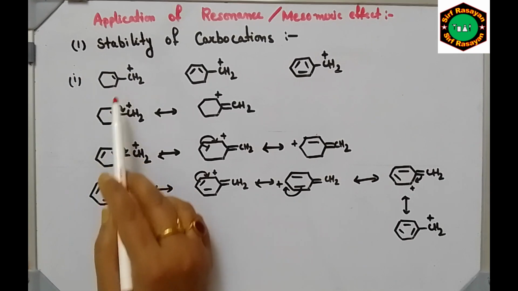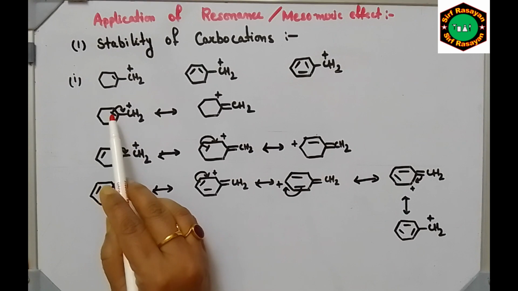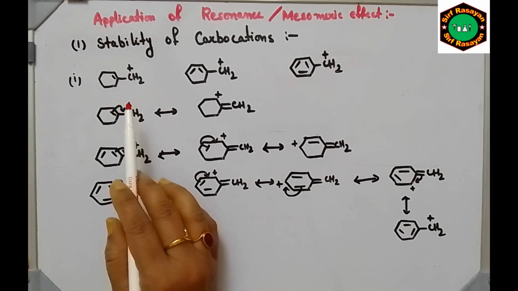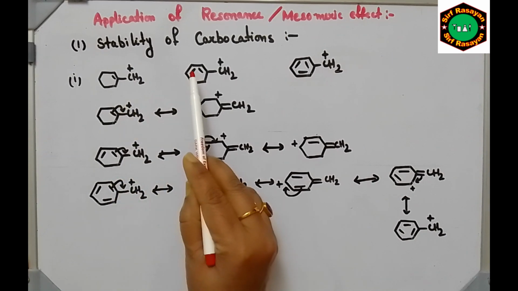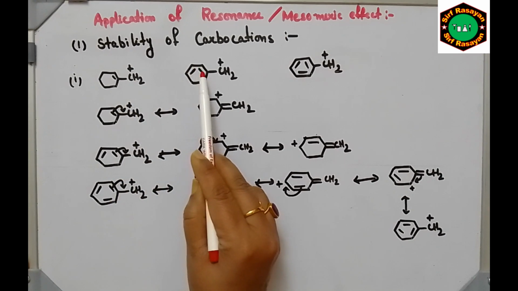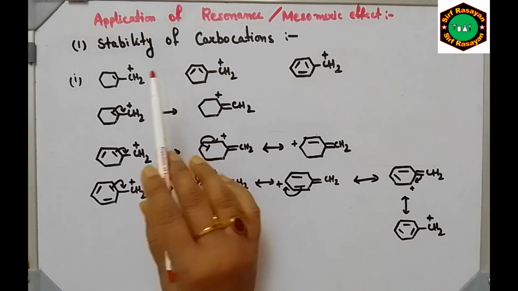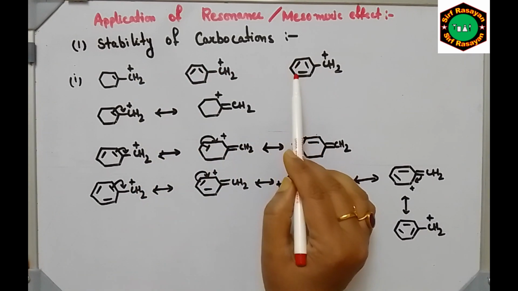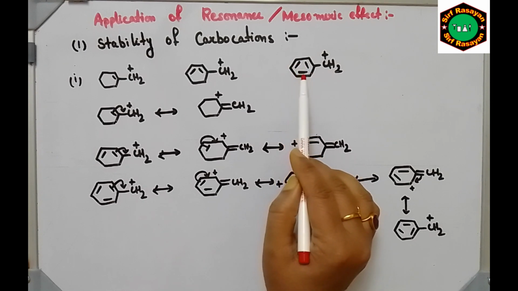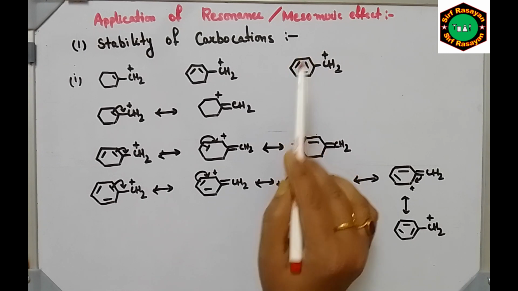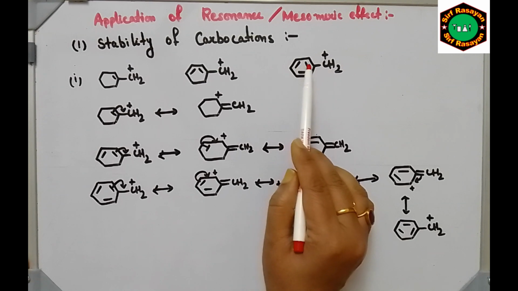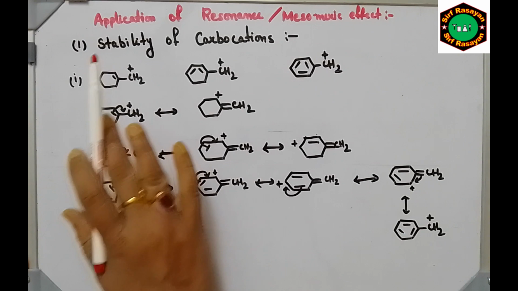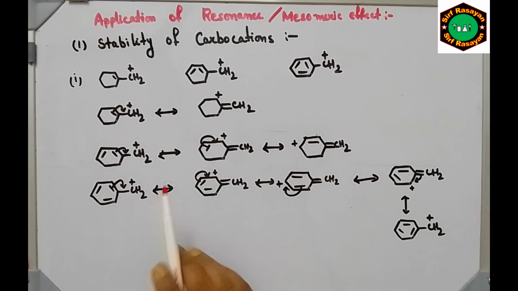Now see here in this structure, double bond, single bond, positive charge are in conjugation, so resonance is possible. Here also double bond, single bond, single bond, positive charge, so resonance is possible. Here conjugation is there, you can see double bond, single bond, double bond, single bond, double bond, single bond, and here also double bond, single bond, positive charge. So everywhere resonance is possible.